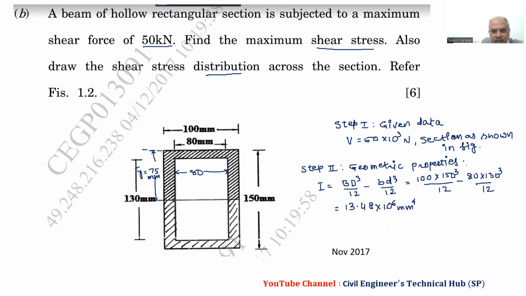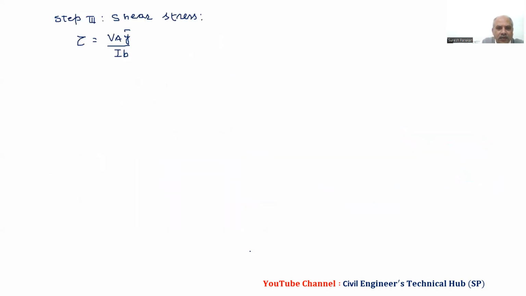Now we have step 3, shear stress, and the formula tau is equal to A Y bar upon I B, multiplied by V. We have to calculate shear stress first at section 1-1, then where our width changes to 2-2, then the neutral axis, which is 3-3, then 4-4, and then at the bottom, which is 5-5. Above 1-1 and below 5-5 we do not have any area, so tau 1-1 is equal to tau 5-5 equal to 0 because A Y bar is 0.